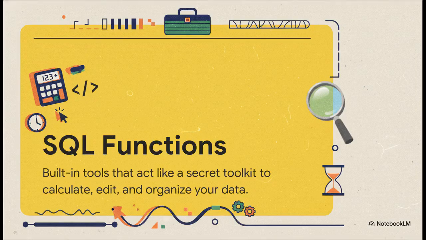So what's the answer? It all comes down to something called SQL functions. And the best way to think about them is like a secret toolkit for dealing with data. These are just pre-built commands that act like specialized tools. Some are like little calculators, others are like word processors, and some, believe it or not, are basically tiny time machines. They do all the heavy lifting so your apps can give you the information you need instantly.